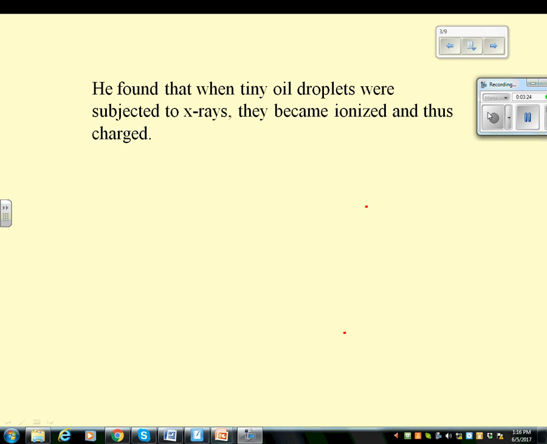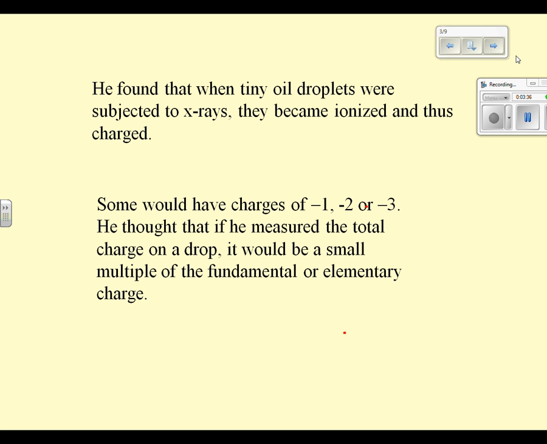Anyways, so Millikan discovered that when the tiny oil droplets were subjected to X-rays, they became ionized, and thus charged. Some of the charges would be -1, -2, -3, -4, and so on. Extra electrons: when you gain electrons, you become negative. When you get rid of electrons, you become positive. It's like debt.